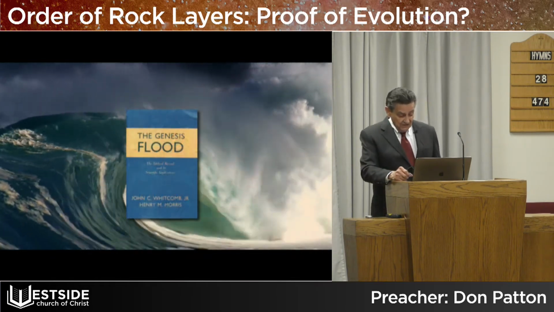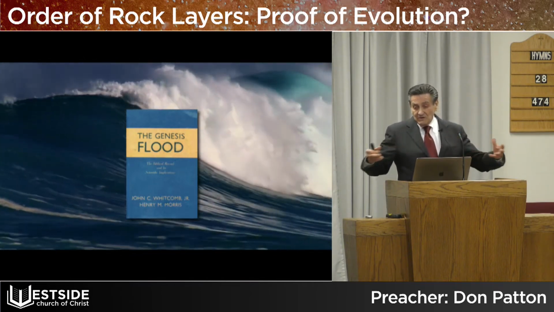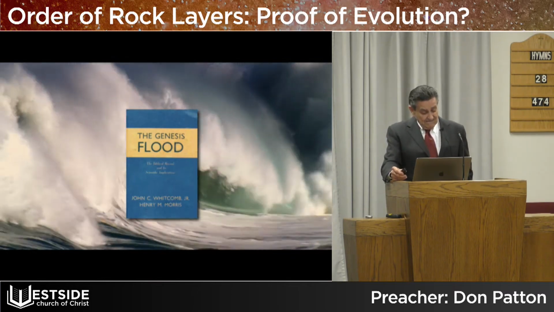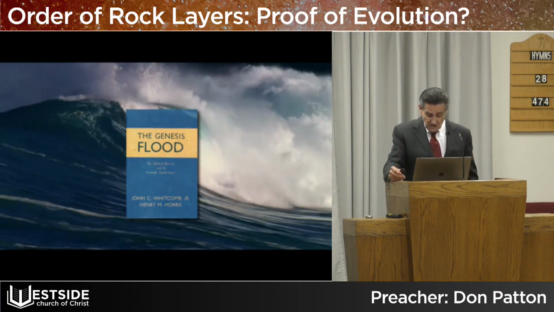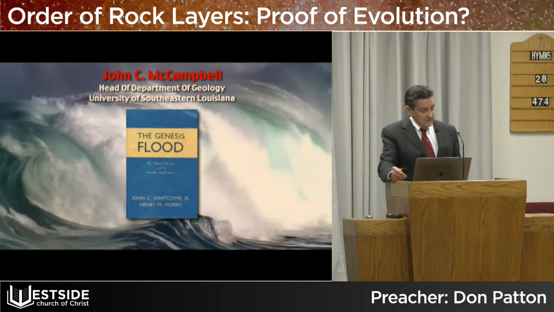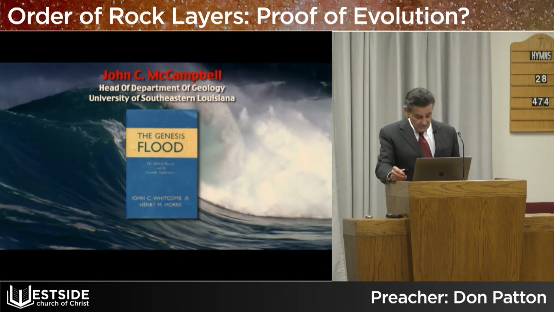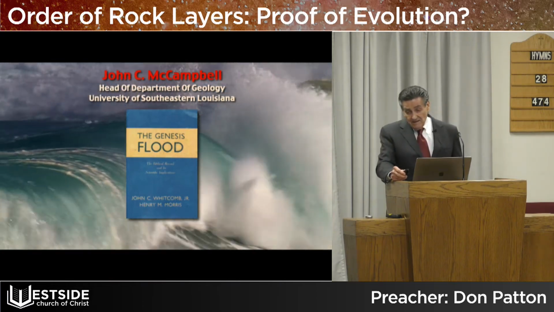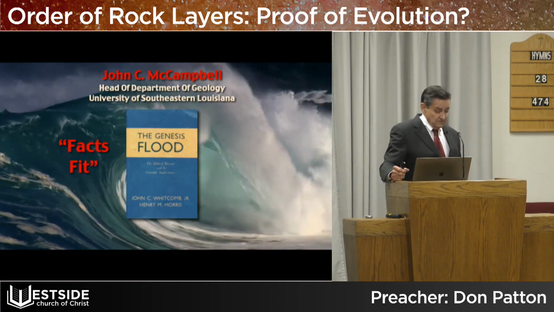This was the explanation that was promoted by the book Genesis Flood, which actually began the creation movement in America, published in '61. There were others, of course, who were creationists, but they didn't really understand it in terms of geology. John C. McCampbell, who is an evolutionist, but very fair-mindedly, wrote the foreword to this for Whitcomb and Morris, who were the authors. He's head of the Geology Department at the University of Southeastern Louisiana. And he acknowledged in the preface that the facts of geology do fit this view.